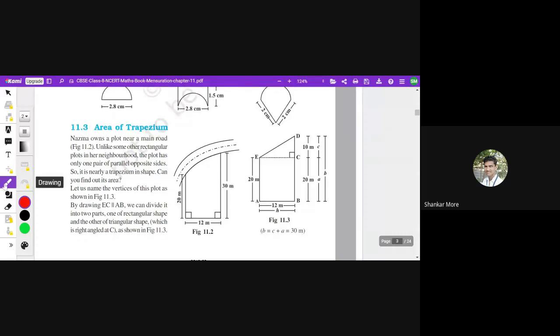Now area of a trapezium. Nazma owns a plot near main road. Unlike some other rectangular plots in her neighborhood, the plot has only one pair of parallel opposite sides, so it is nearly a trapezium shape. Can you find out its area? ठीक है. अभी ये जो नज़मा का फील्ड है या फिर प्लॉट है और एक रोड के साइड में होने की वजह से ये रोड है, ठीक है, and this is the plot.